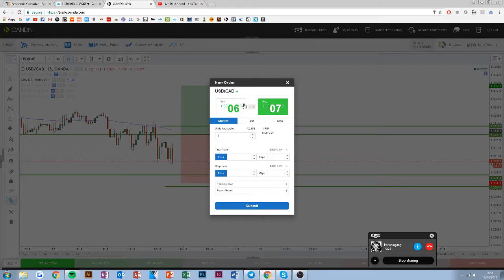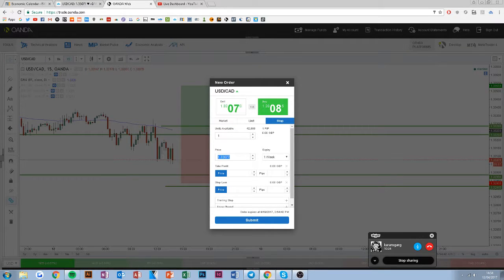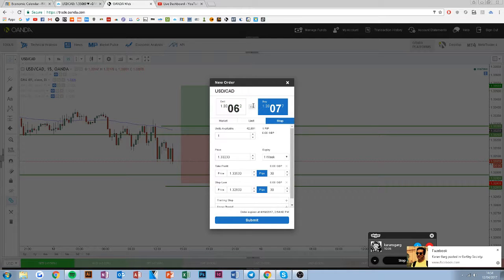So create new order, buy stop, price 1.33233. Stop loss, I can just write 30 here. What's the spread? Oh nice, 1.5. That's a lit spread to be honest with you. So I'm gonna go risk 0.5%, so about £4 risk I guess. I'll just change this until I can find it.